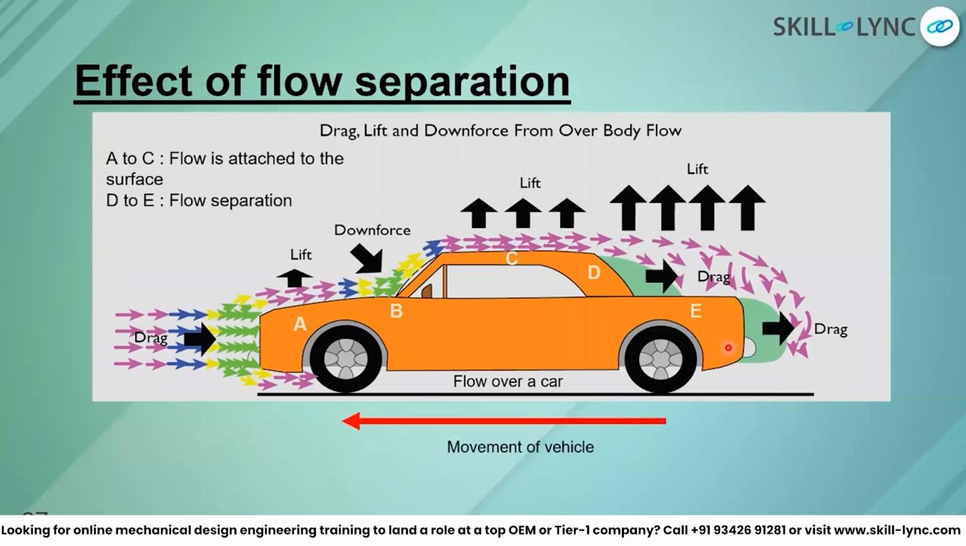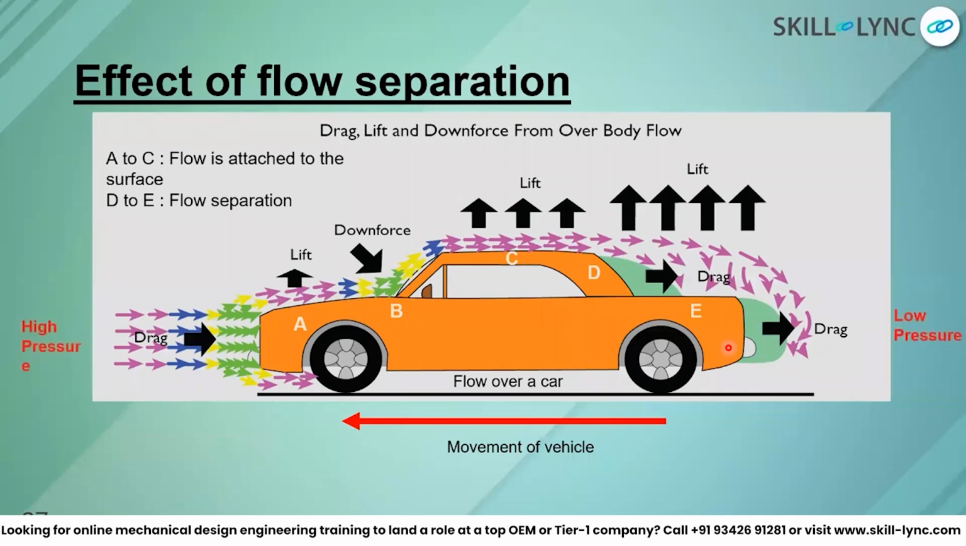Now, the movement of the car is happening from right to left. If we take the steady state, that the wind is not moving, the wind is stationary, we are moving the car. So the car is moving from right to left, and it is creating a disturbance in the air, or the air is creating a restriction of the movement of the car.